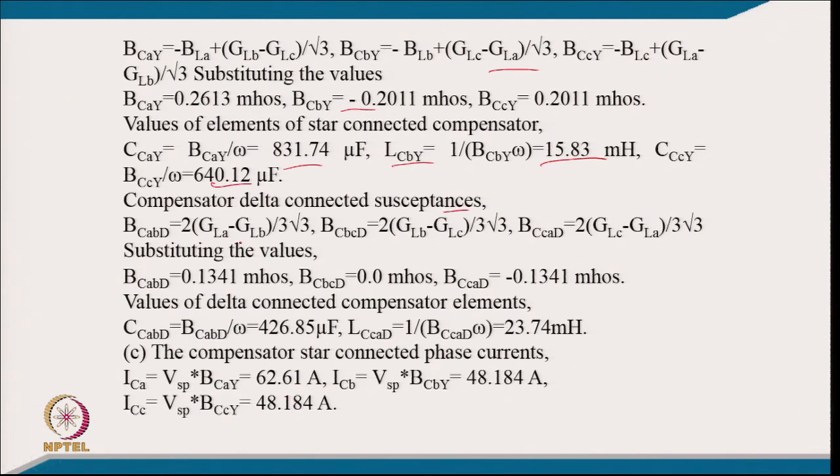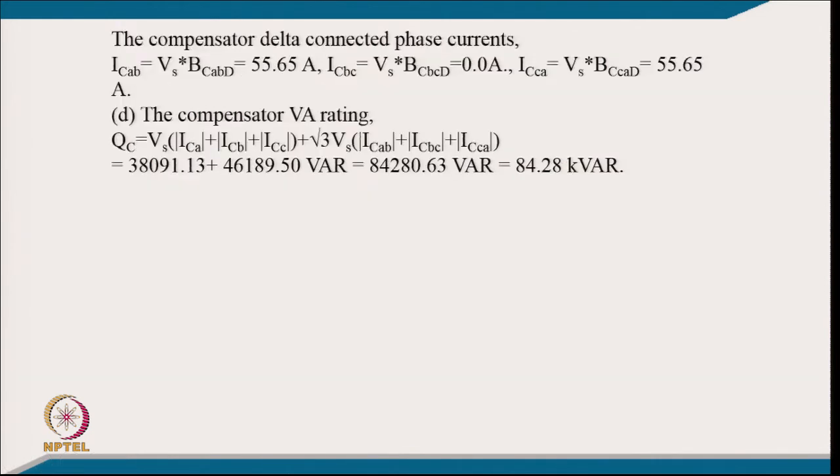Similarly, for the delta connected compensator, keeping in this relation, the capacitance for line AB comes 426.85 microfarad, and the inductance for line CA comes 23.74 millihenry. For the star connected compensator, the phase current, putting in the values, comes 62.61 ampere for line A, and for line B it comes 48.18 ampere, and line C it comes 48.184 ampere. For the delta connected compensator, putting in the values, it comes for line AB 55.65 ampere, and for BC it is 0 because there is no element, and line CA it is 55.65 ampere.